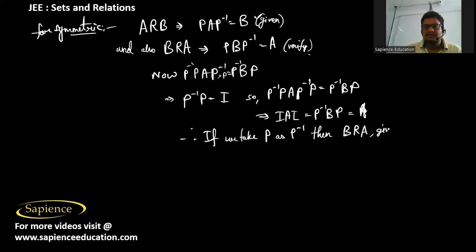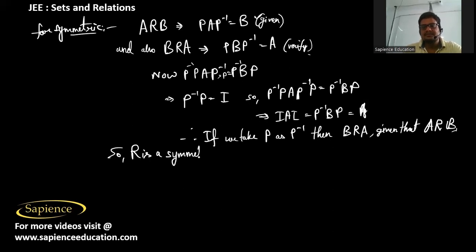Given that A is related to B, it means that the relation R is a symmetric relation. Relation R is a symmetric relation. Now we have to check if it is transitive or not.